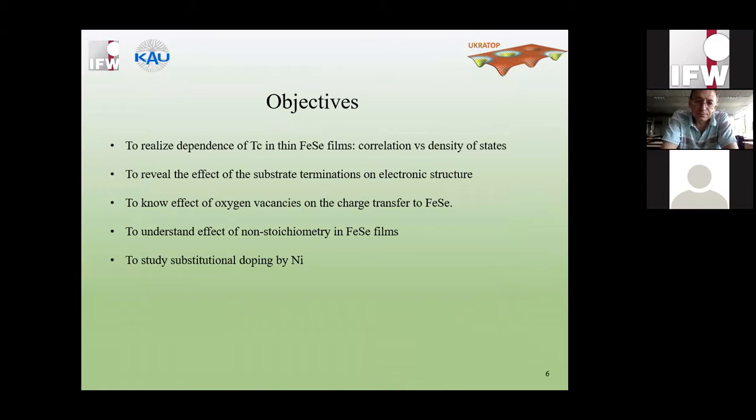So we plan to evaluate the dependence of the critical temperature in thin iron selenide films, and what is more important, correlation or density of states. We plan to study the effect of the substrate terminations on electronic structure. We want to know the effect of oxygen vacancies on the charge transfer of iron selenide, to understand the effect of non-stoichiometry in iron selenide films, and to study substitution or doping by cobalt.